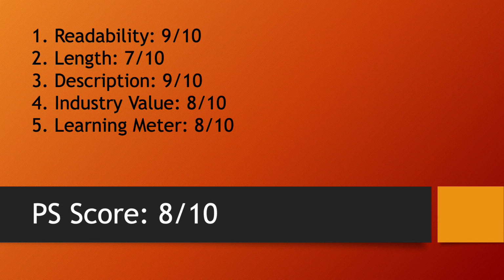Now let's talk about the PS score for this paper. Overall, this paper is a decent read, so it gets 9 out of 10 on readability. At 7 pages long, it scores 7 out of 10 on length. It's a measurement paper with a pretty good description, so that makes it 9 out of 10. Its industry value and learning meter are decent, so it gets 8 out of 10 on each. Overall PS score is 8 out of 10.